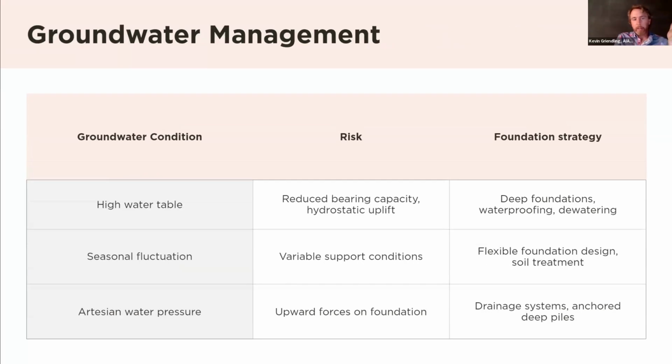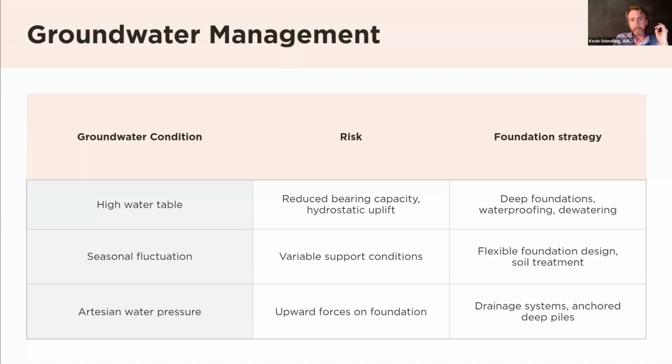Groundwater management. The things that you're concerned about are high water table, seasonal fluctuation, like if you have high rains and percolation, and artesian water pressure. So the high water table is pretty easy. It's just going to say how high it is, and if it's close enough to your foundation, you're going to have concerns because of the soil. The soil capacity is going to be reduced. It may move.